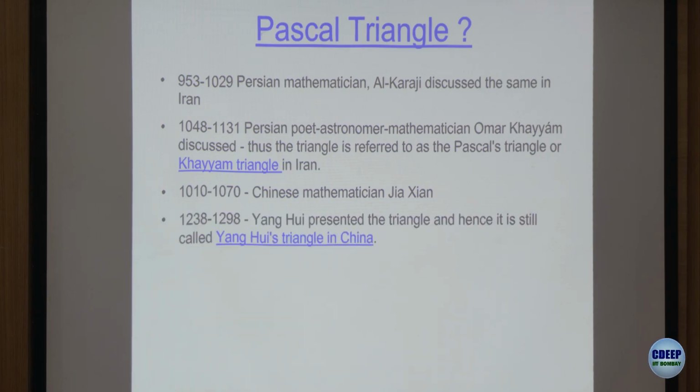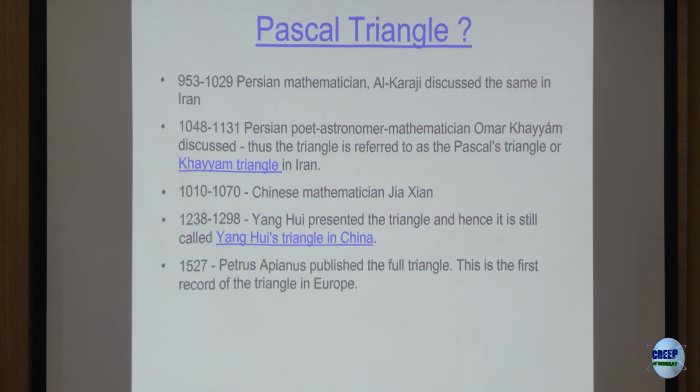And in China, Yang Hui presented it very clearly a little later, about a couple of hundred years later. So it is called by the name Yang Hui's triangle, not Pascal's triangle. Even in the West, in Europe, others published this full triangle about 100 years or so before Pascal. Pascal codified it, brought it into a shape, structure, and thereafter somehow the name Pascal's triangle stuck to this.